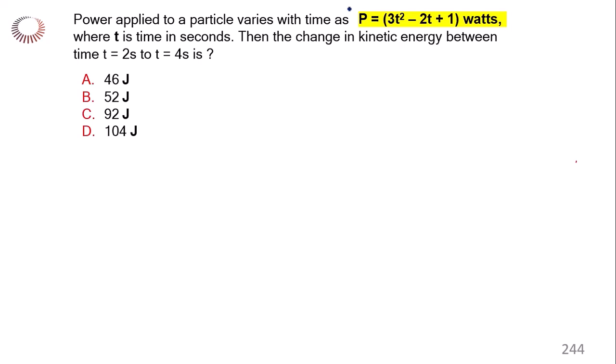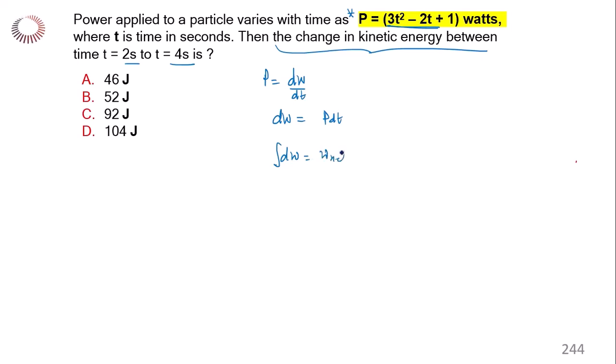Now the power is variable. Power is given by this expression, where t is in seconds. Find the change in kinetic energy between the time 2 seconds to 4 seconds. I know that power equals dW/dt. So the total work done should be equal to integration of P dt. W net is the integration of P dt.